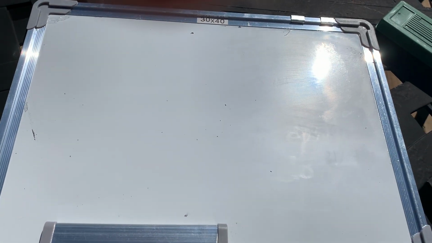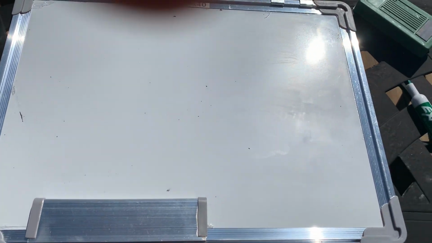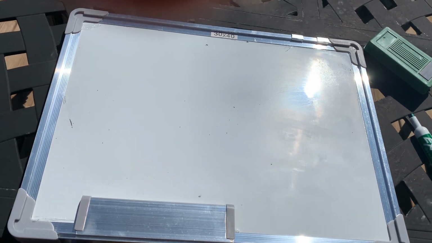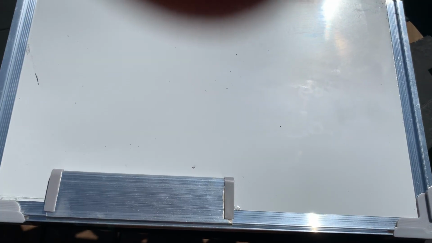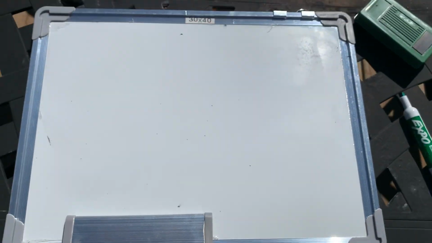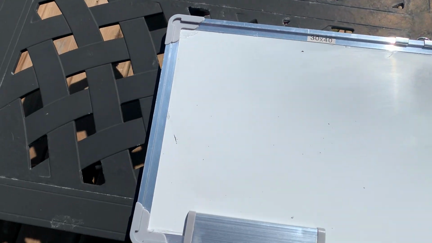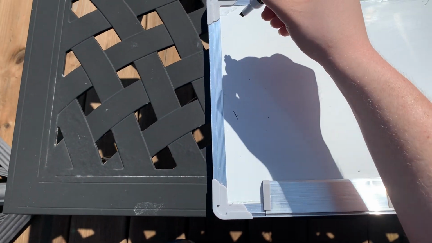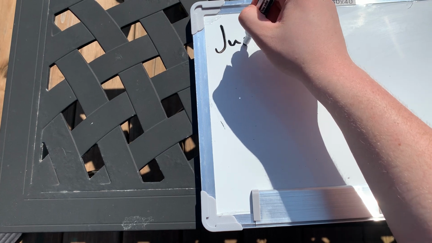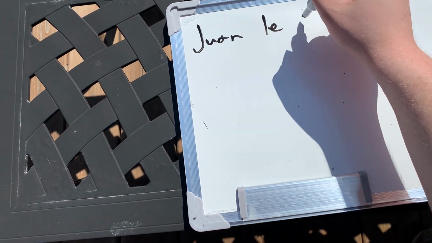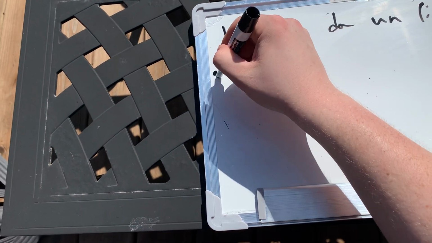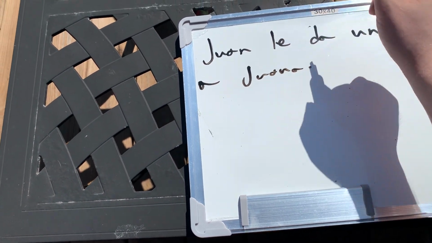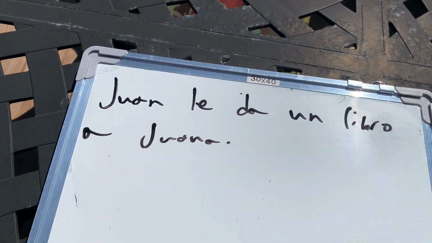So we're gonna look at one exception here, and this is kind of the main one. This is the one that tends to trip people up the most, which is the third person. We're going to notice that we have an irregular form in our indirect object in the third person, so our le or our les. So let's take a look at an example. We've got Juan le da un libro a Juana. I know, very original with the names, sorry.